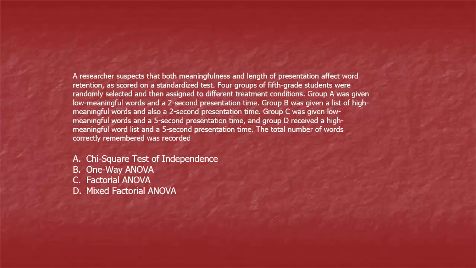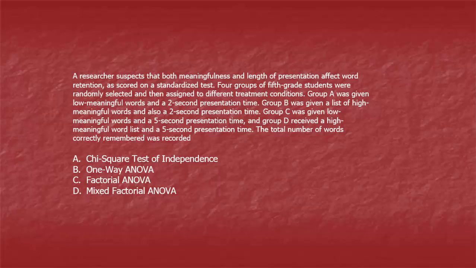We have 4 conditions. There are 2 different independent variables that were manipulated. There was whether it was high meaningful or low meaningful, that's one independent variable. And there was, how long was the presentation time? Was it 2 seconds or 5 seconds? And those things are combined together in those 4 conditions. They're crossed. So there's 2 independent variables, each with 2 levels, and a continuous dependent variable.